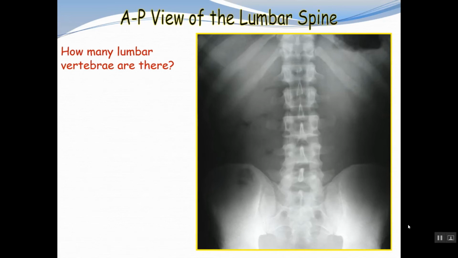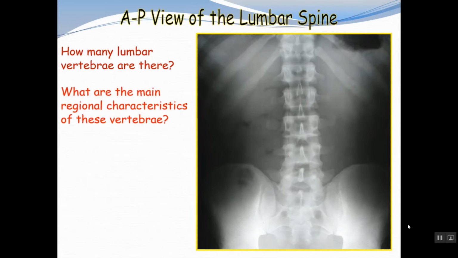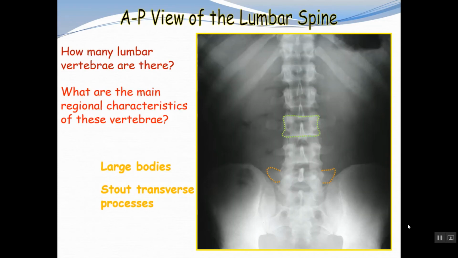How many lumbar vertebrae are there in the lumbar spine? 5 lumbar vertebrae. 1, 2, 3, 4, 5. What are the main regional characteristics of these vertebrae? They are large in size, with a large body. There is a stout transverse process. Okay.